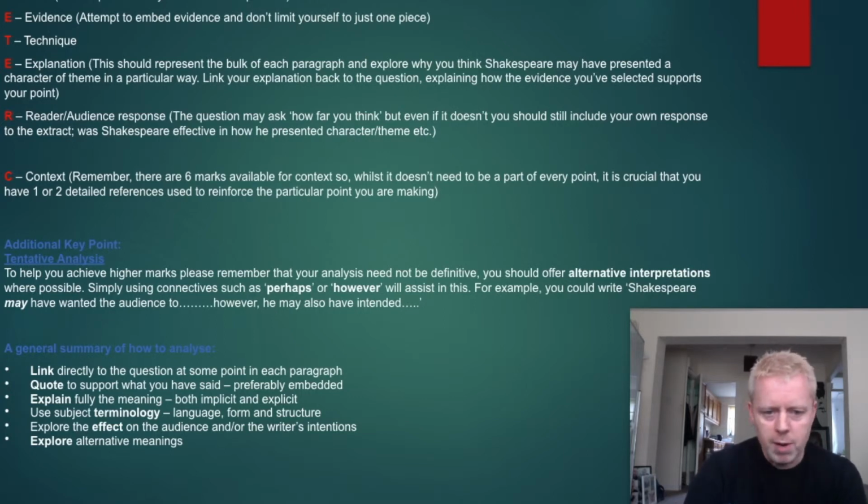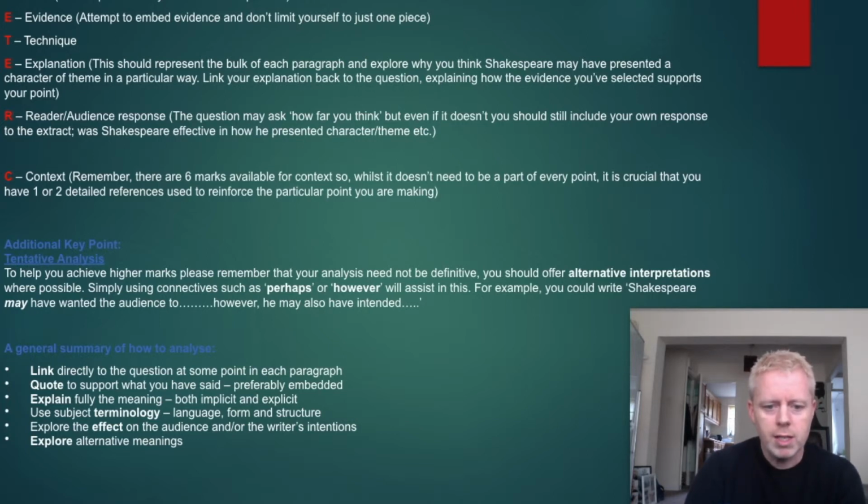So to help you achieve higher marks, please remember that your analysis need not be definitive. You should offer alternative interpretations where possible. Simply using connectives such as perhaps or however will assist this. For example, you could write Shakespeare may have wanted the audience to... however he may also have intended... and there you go. So a general summary of how to analyse.